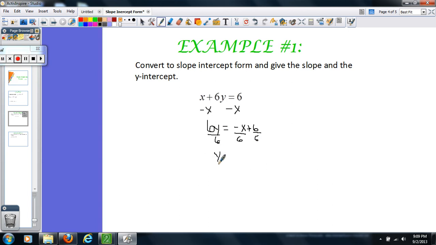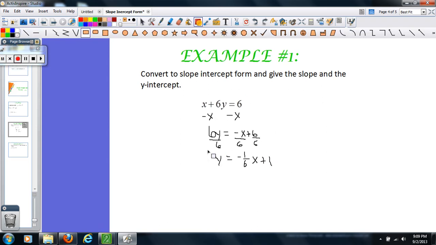This is going to give me y equals, and whenever you have a negative x over 6, whenever you have a variable over a number in a fraction, I can also separate this and have it as just one fraction. I apologize, that's a terrible looking 6. So let's see if I can do a little better. So that's negative 1/6 x plus, and 6 divided by 6 is 1. And this would be my equation in slope-intercept form.